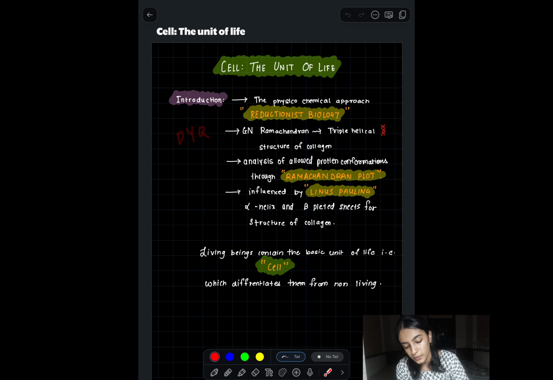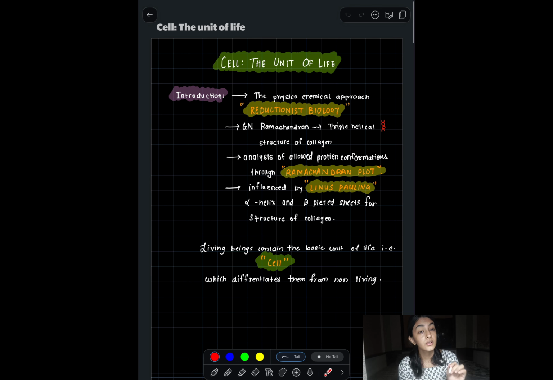The physicochemical approach to study biology is known as reductionist biology. G.N. Ramachandran gave the triple helical structure of collagen. Now, he also performed the analysis of protein conformations through the Ramachandran plot. He was influenced by Linus Pauling and his alpha and beta pleated sheets for the structure of collagen. These all things influenced Ramachandran to give the triple helical structure. These can all come as options, please remember it.